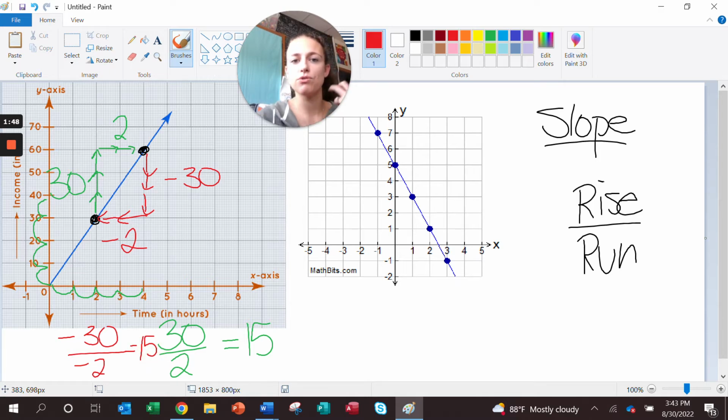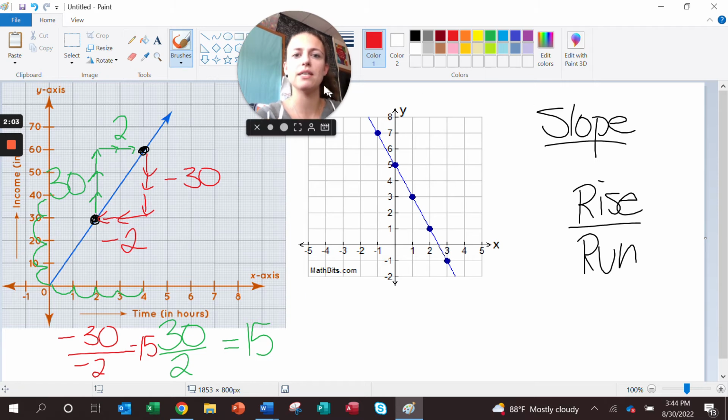So it does not matter which direction that your brain thinks in, as long as we make sure that we do the correct symbols in front of those numbers. Up, positive, down, negative. Right, positive, left, negative.